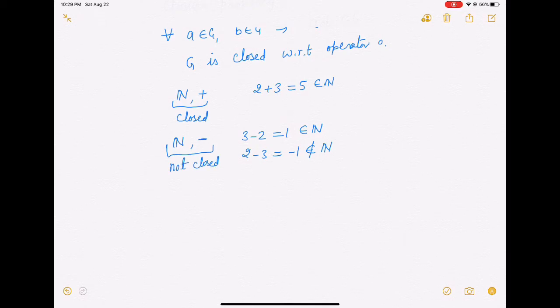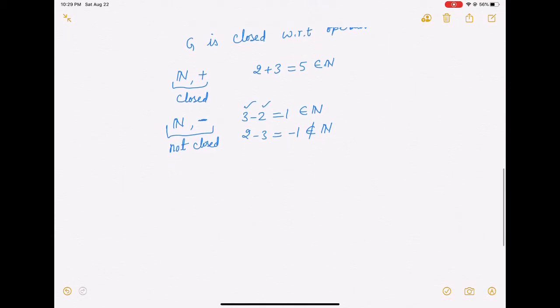Okay. Because the closure property should be satisfied for each element. Here it is satisfied for 3 and 2, but not for the ordered pair 2 and 3. So N is not closed with respect to this operation.